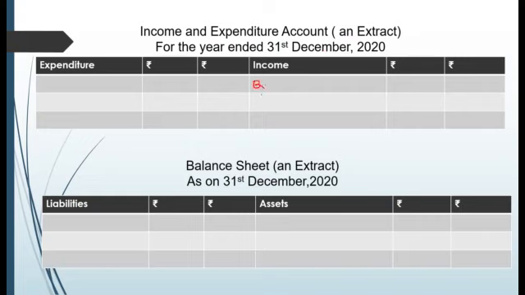You would write by subscription. In the inner column, you write 9,30,000. Then you add the outstanding, which is 70,000. So that gives you a total of 10 lakh. This is the subscription income of the year. This is how you present it in the income and expenditure account.